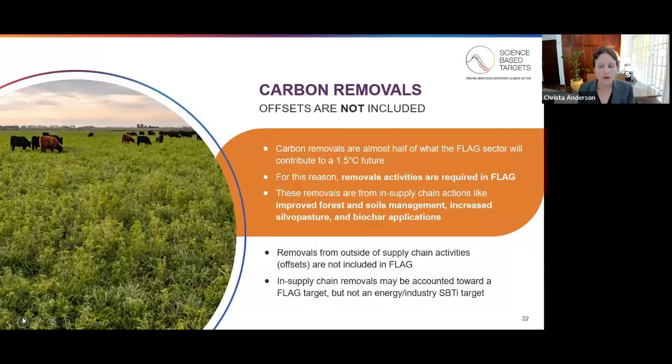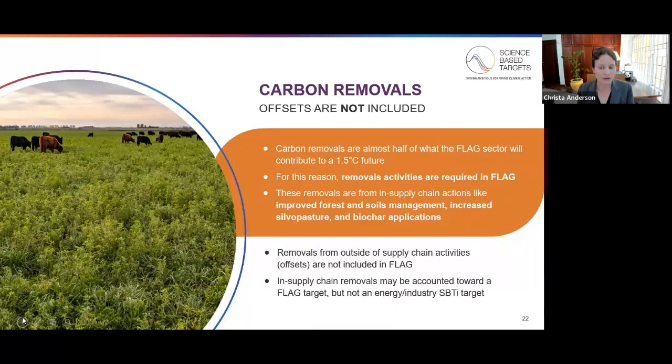These removals are from in supply chain actions. You can think of things like improved forest management, improved soils management, increased silvopasture, so trees on grazing land, and biochar application. These are the kinds of activities that can lead to increased carbon sequestration within a company's supply chain. Removals that are from outside of supply chain activities, also often called offsets, are not included in FLAG.